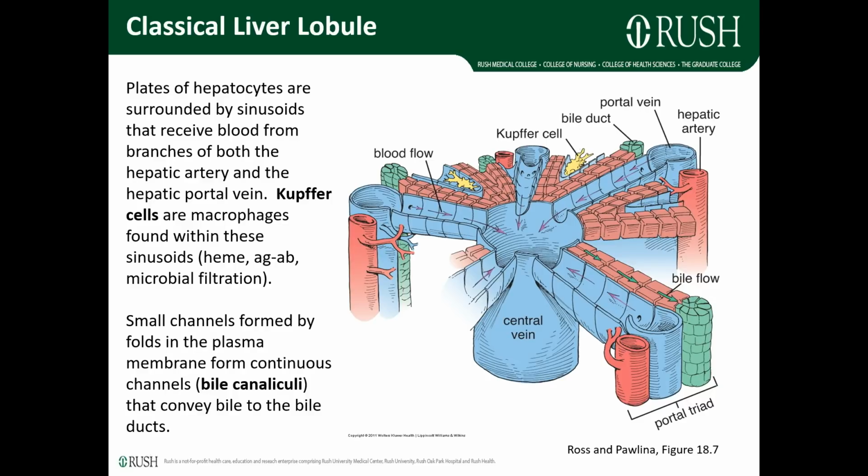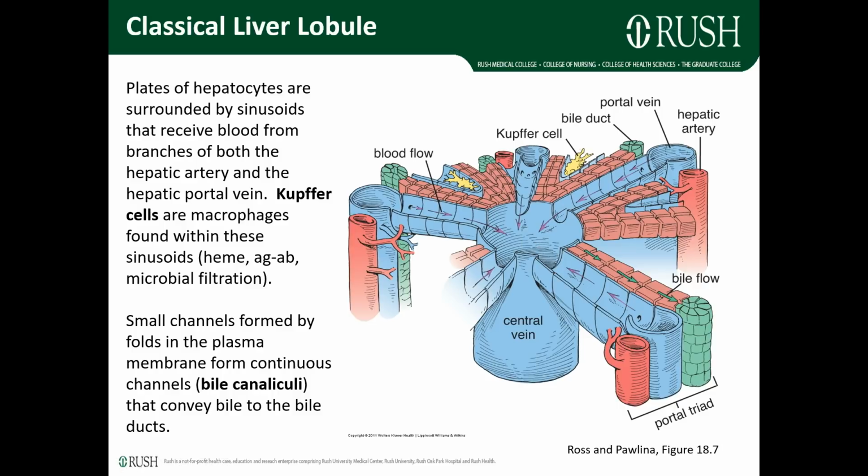At high magnification, this becomes clearer. Here the sinusoids are shown in blue. You can see that here. And arrows point towards the central vein, indicating blood flow from the portal triad into the central vein.